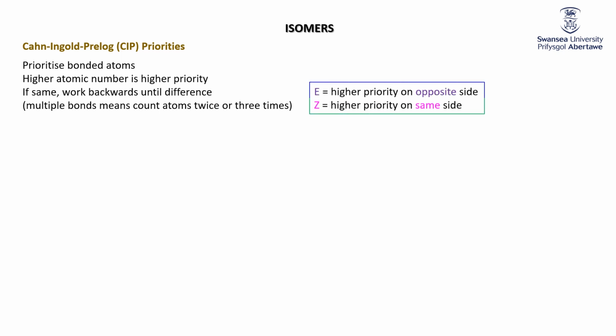Once you've assigned the priority, if you've got the higher priority on opposite sides of the double bond, then it's E. If the higher priority for each carbon is on the same side of the double bond, it is Z.